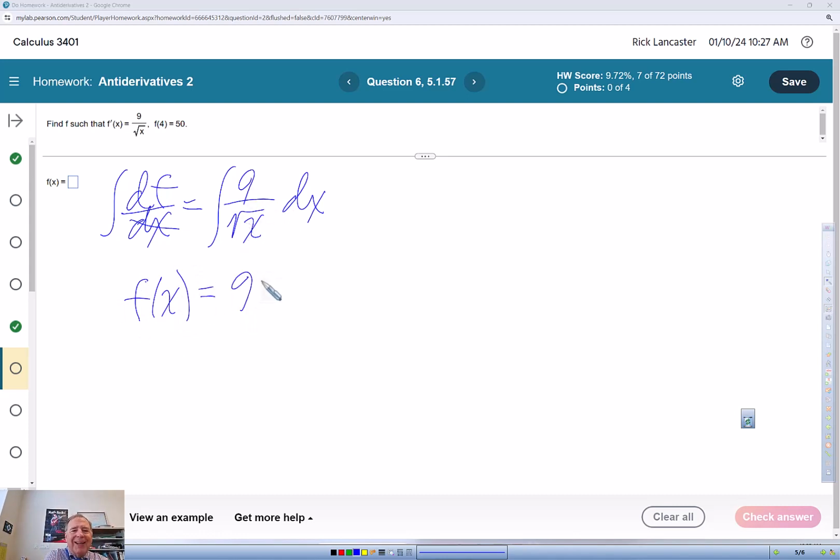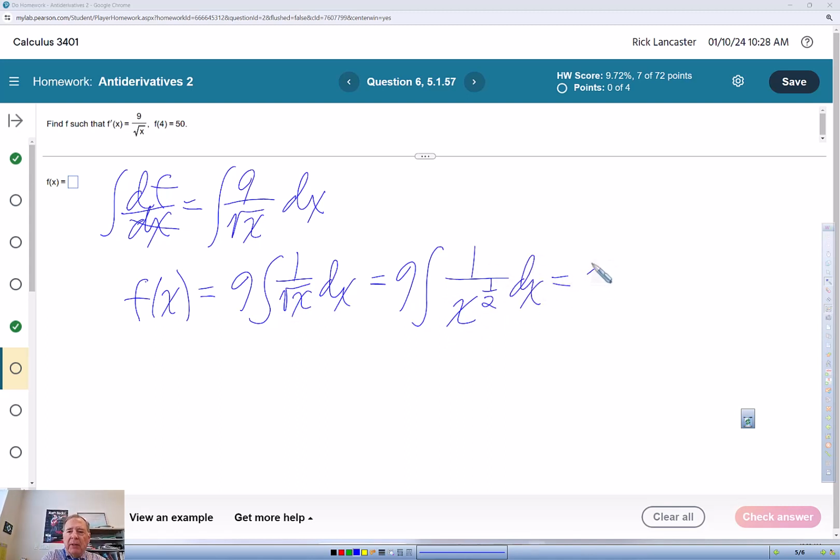So I'm going to pull the 9 out in front and get 1 over the square root of x dx. Then I'm going to rewrite the square root as x to the 1/2 dx. And the last thing I'm going to do is move this expression with an exponent across the fraction bar, and I change the sign on the exponent. So that's the final integral, with x to the negative 1/2, that I'm going to antiderive.